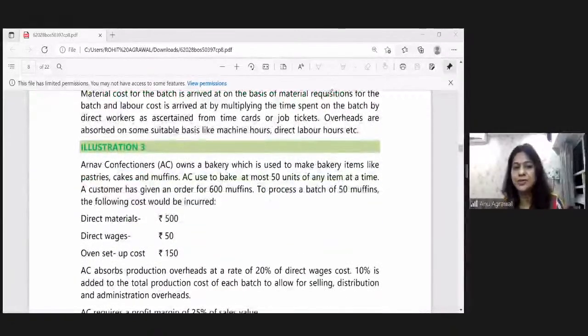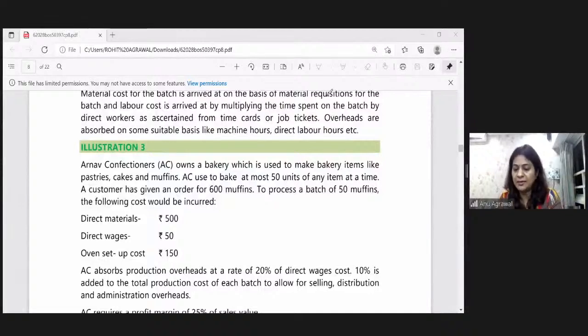Arnav Confectioneries owns a bakery which is used to make bakery items like pastries, cakes, muffins. It can bake at most 50 units at any time. A customer has given an order for 600 muffins. Now, if there are 600 muffins and you're producing 50 units every time, how many times do you need to manufacture? 600 divided by 50. Yes or no? 12. Now, to process a batch of 50 muffins, there is so much expenditure: material, labor, and setup cost.